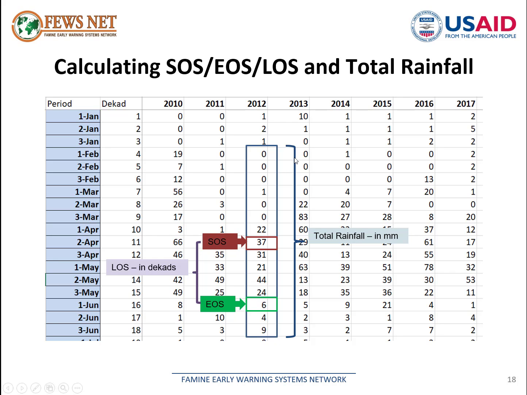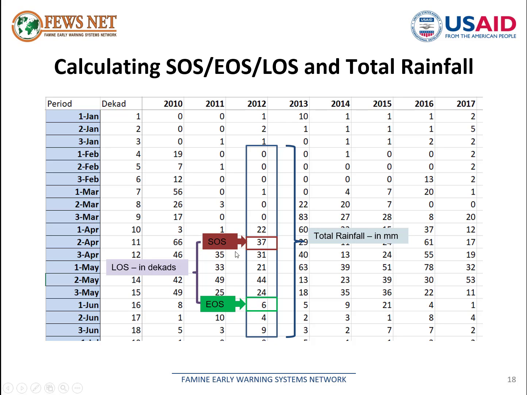Then we identify the total rainfall for the season. In order to do this, it was very difficult to add up the seasonal total rainfall. But then what we decided was to just calculate the rainfall from the 4th decade to decade 18, consistently through all the years.